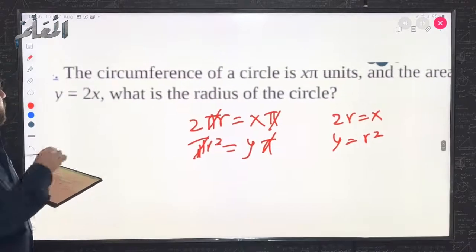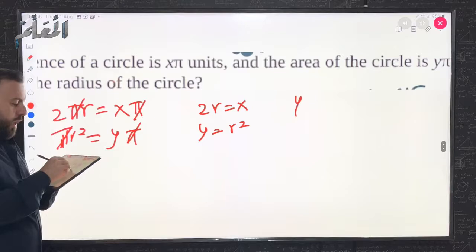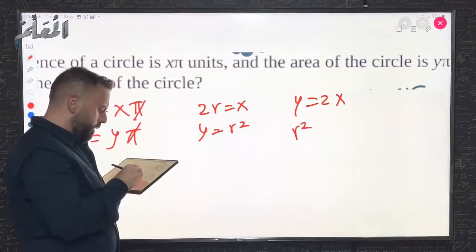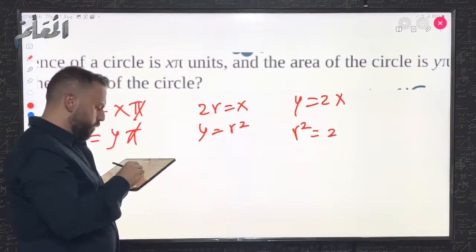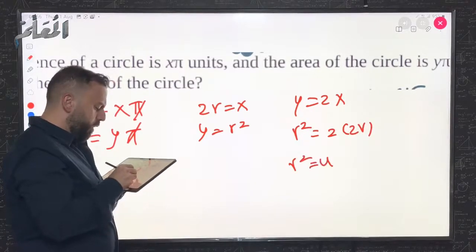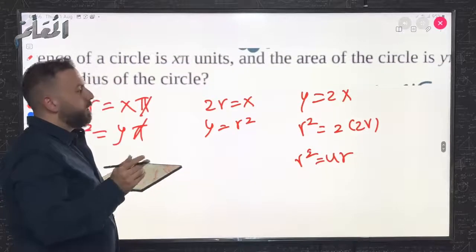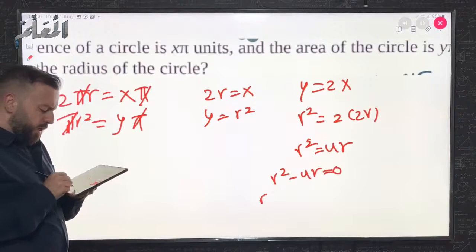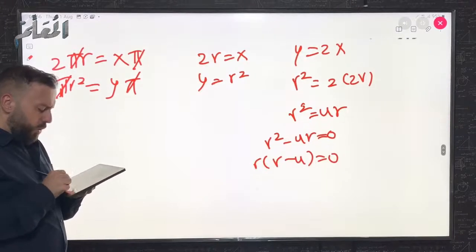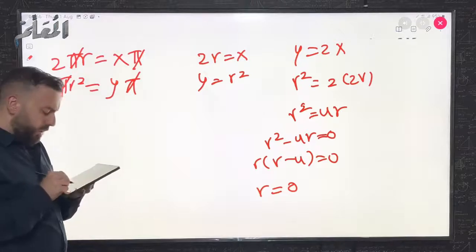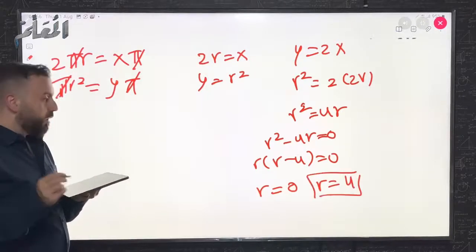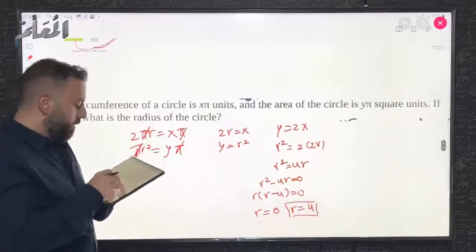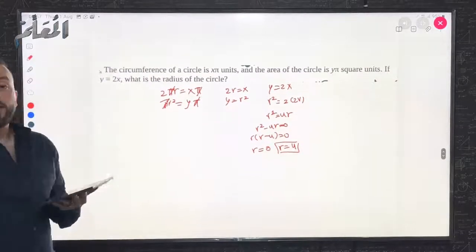What's the relation between x and y? y is equal to 2x. Excellent. So in the place of y, I put r squared, and in the place of x, I put 2r. So r squared is equal to 4r. Let's say I'm solving an equation: r squared minus 4r is equal to 0. So r times r minus 4 is equal to 0. So r equals 0, which is not acceptable, because if r is 0 it's just a dot, and r is equal to 4. In this case, the radius we want is 4. This is the end of question 4.